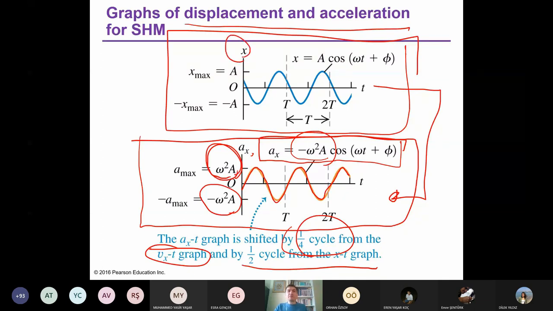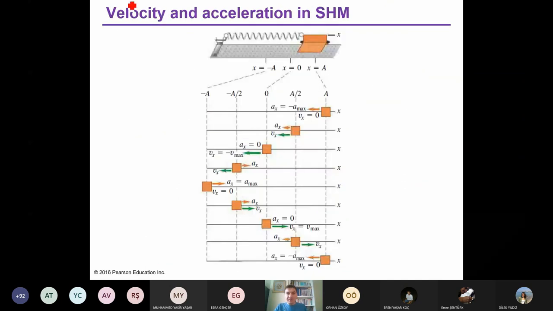So now let's discuss both velocity and acceleration in simple harmonic motion in this example. Here we have a spring, and again here we have a glider. This is the equilibrium condition, x is equal to zero. This is the maximum amplitude, maximum stretched position. This is the maximum compressed position, positive A, negative A, and equilibrium condition.